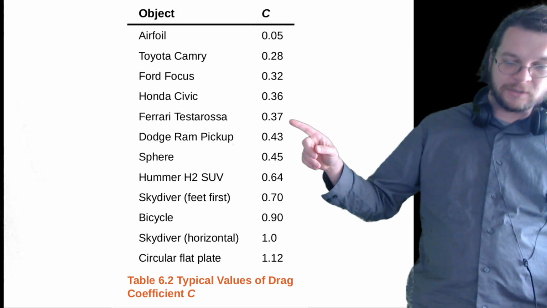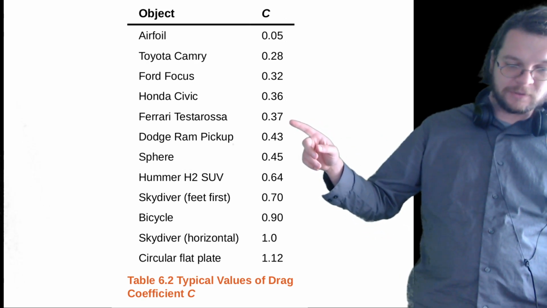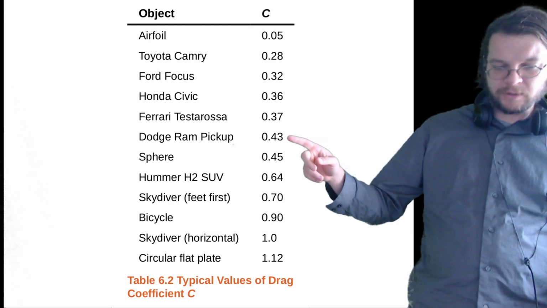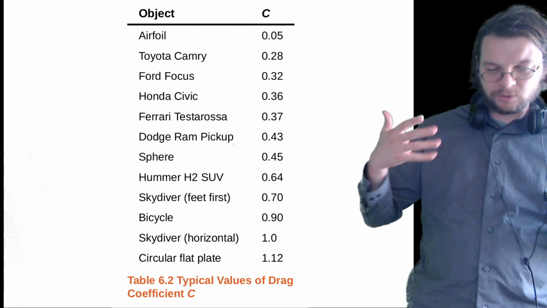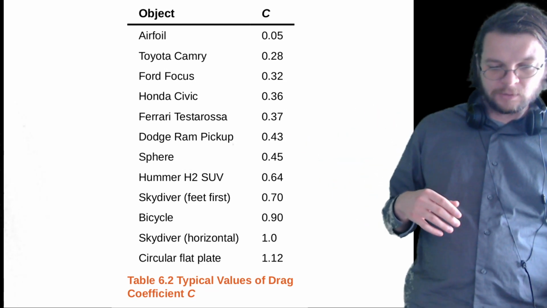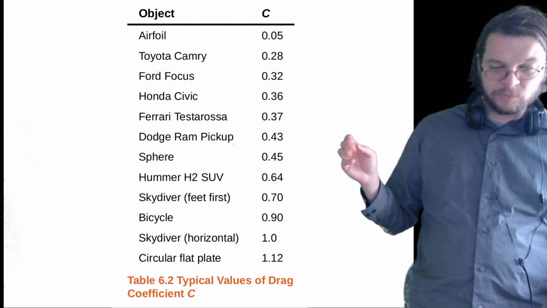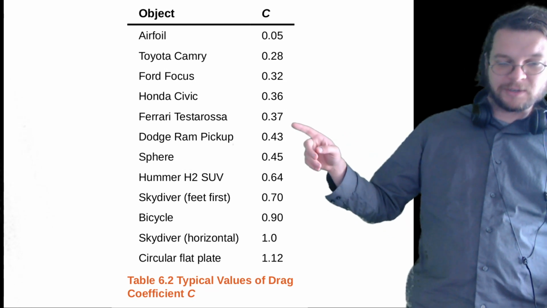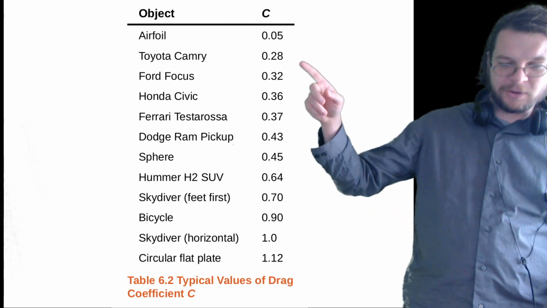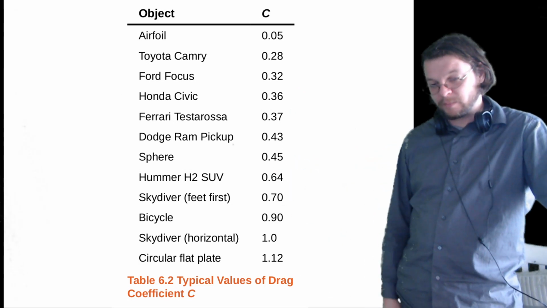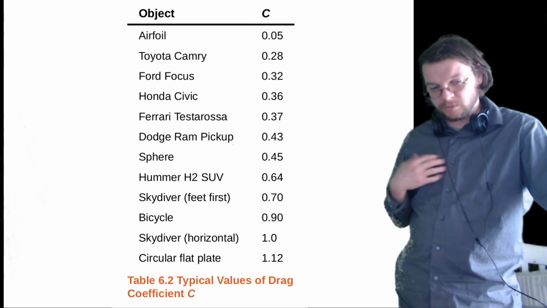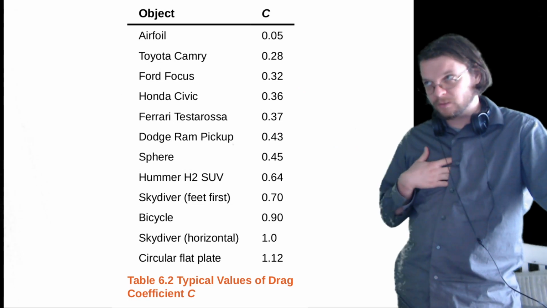Ferrari Testarossa has a drag coefficient of 0.37, and you can see how pickup trucks have higher drag coefficients because they're just so boxy and flat, I guess, instead of smooth like a Ferrari. But the hilarious thing is the Honda Civic and the Toyota Camry have a lower drag coefficient than a Ferrari Testarossa.